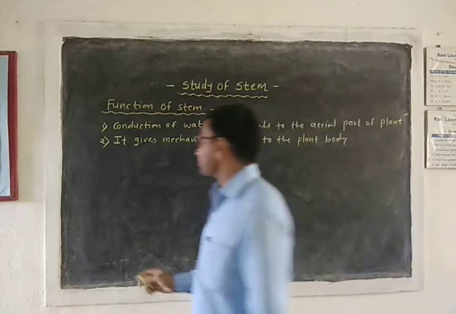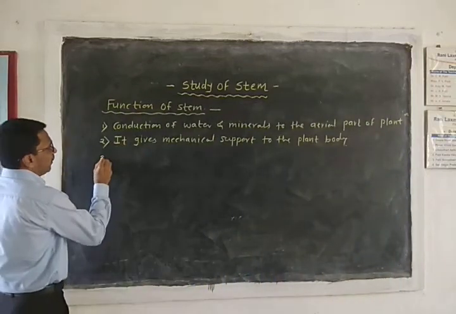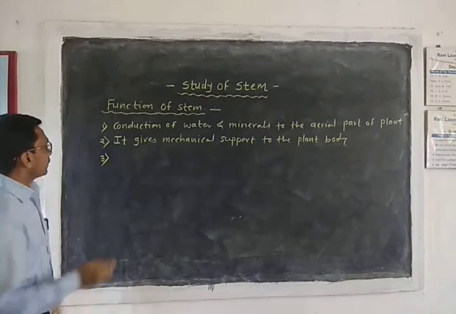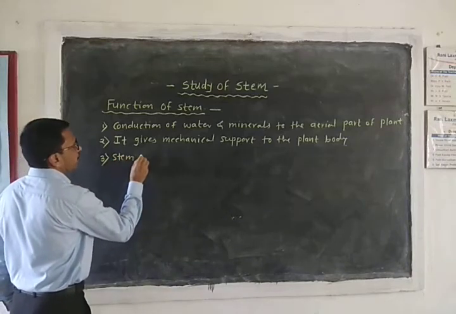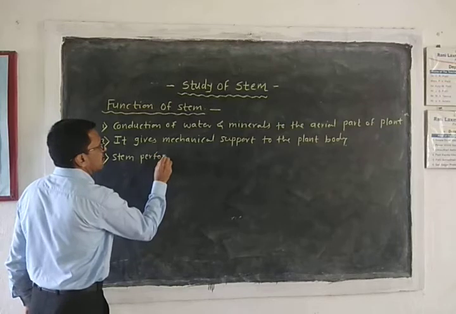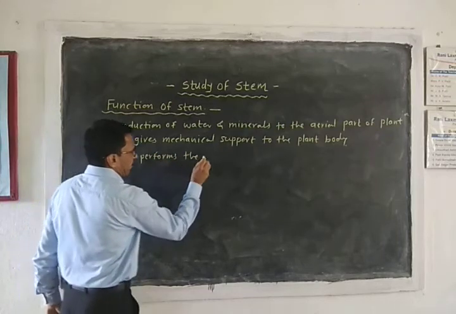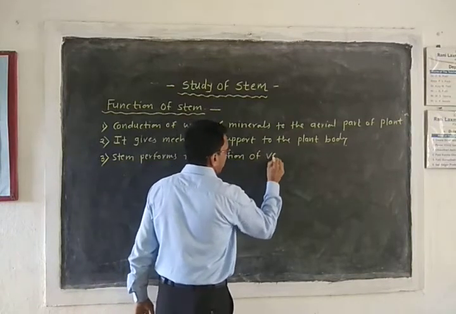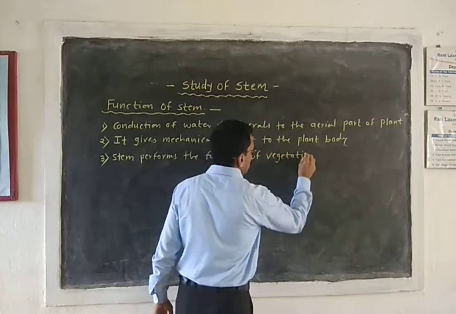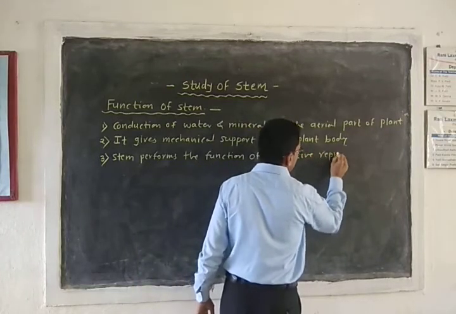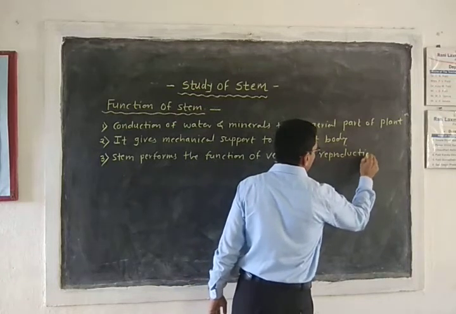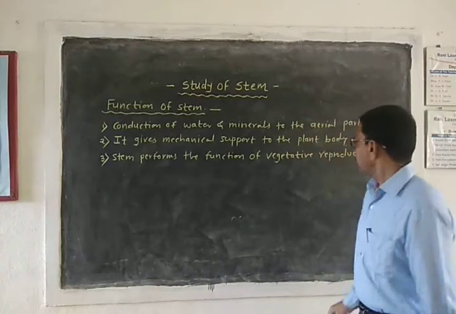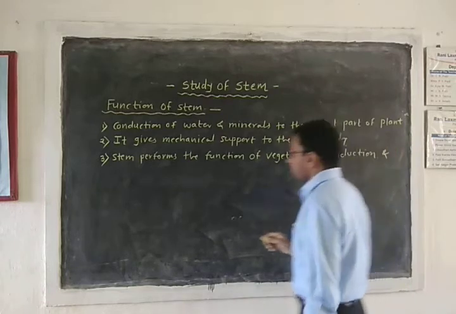The third function: these are the two general functions, but beyond these two, the stem also performs other functions. The stem performs the function of vegetative reproduction and perenniation.